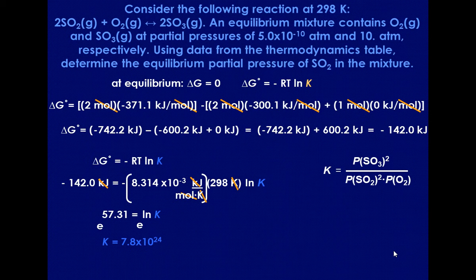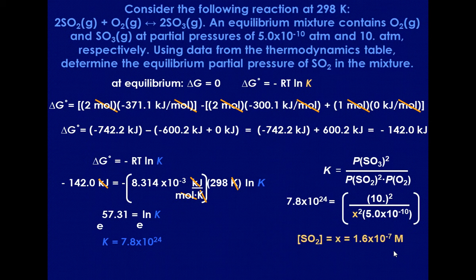If I know what my value of K is, and I know what the partial pressure is of SO3 and of O2, I should be able to find the partial pressure of SO2 using algebra. So I substitute in everything that I know. Remember that the equilibrium expressions are products over your reactants, and they are raised to their coefficients as long as they are a gas or an aqueous solution. So I went through and substituted in what I knew, and I solved for X, and I got that SO2's concentration was 1.6 times 10 to the negative 7th.